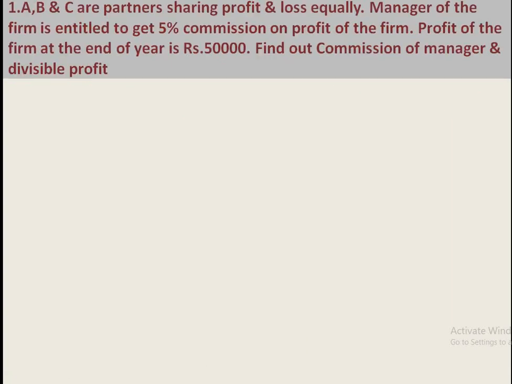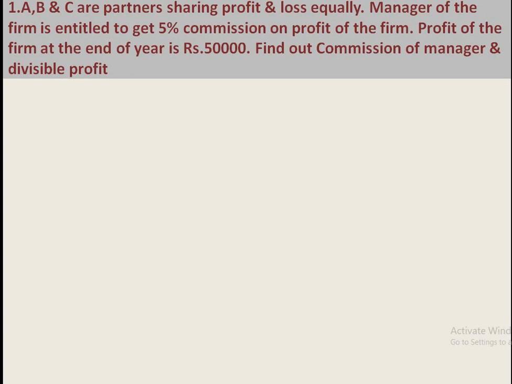This is a very simple example. A, B and C are partners. They share their profit and loss equally. The manager of the firm is entitled to get 5% commission on profit of the firm. Just check it here, 5% commission on profit. Here nothing is clarified. Which profit? Before deducting commission or after deducting commission?